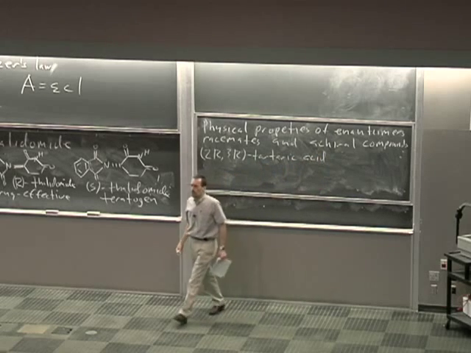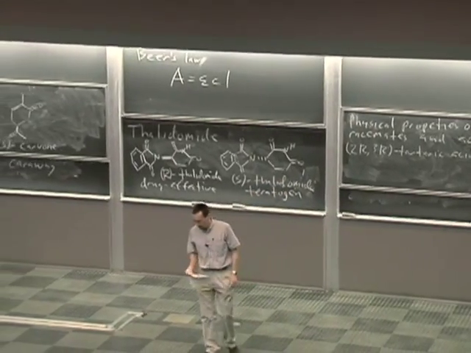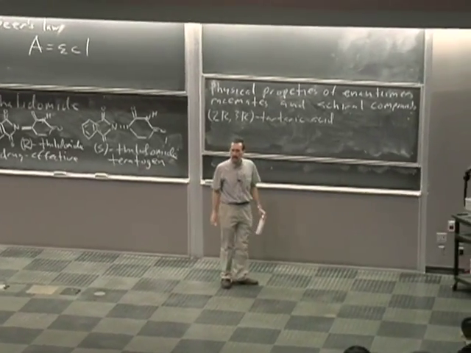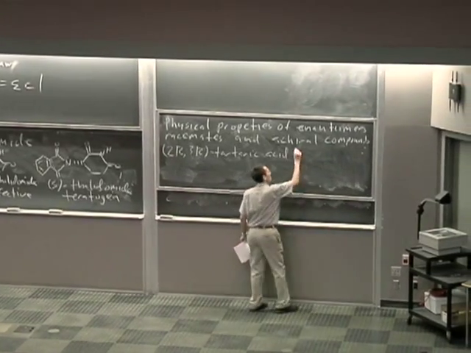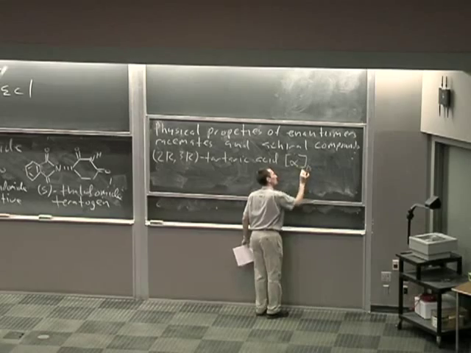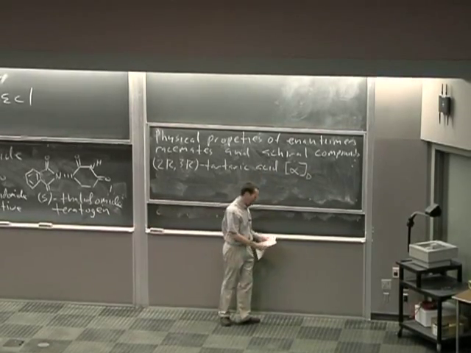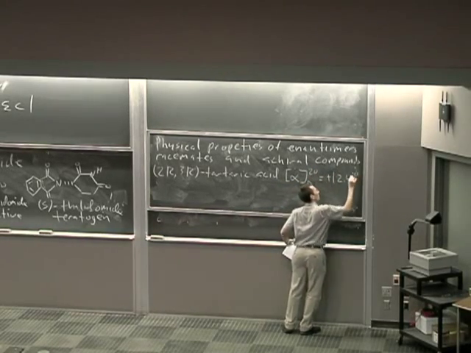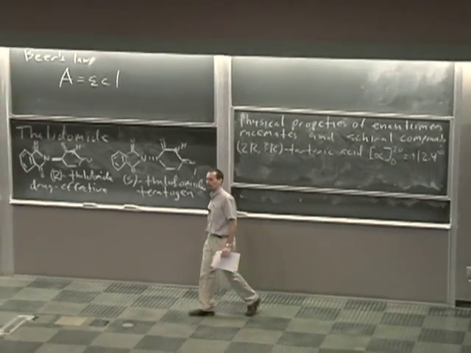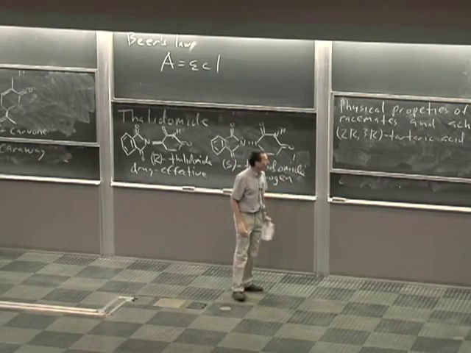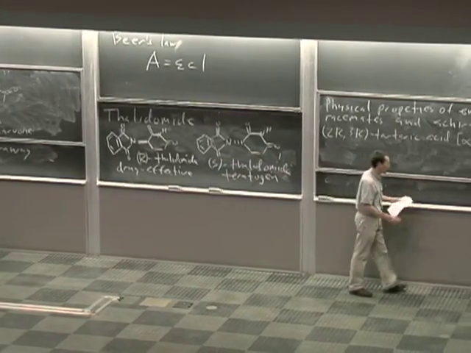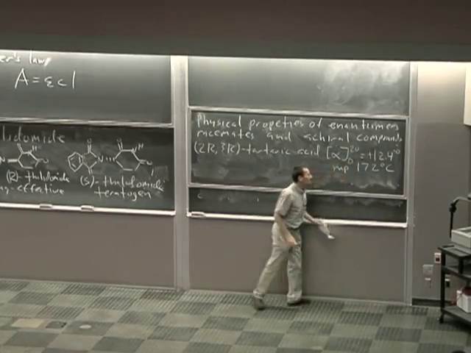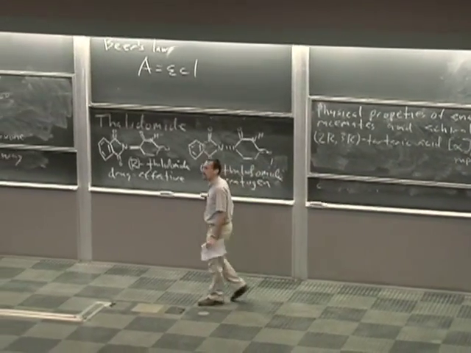And now I'm going to give you a couple of properties of tartaric acid. Its specific rotation, the degree to which it rotates plane polarized light, is 12.4 degrees. Specifically, its alpha D, the degree to which it rotates the sodium D-line light at 20 degrees Celsius, is equal to 12.4 degrees. The melting point of 2R,3R tartaric acid is 172 degrees Celsius. Obviously, different sort of degree, angle versus temperature.